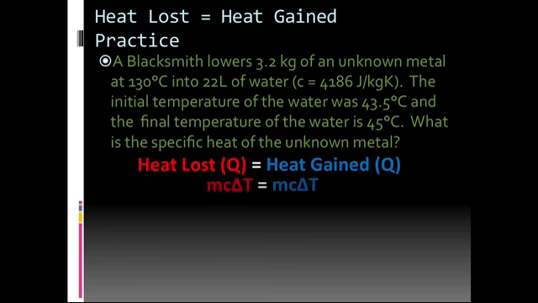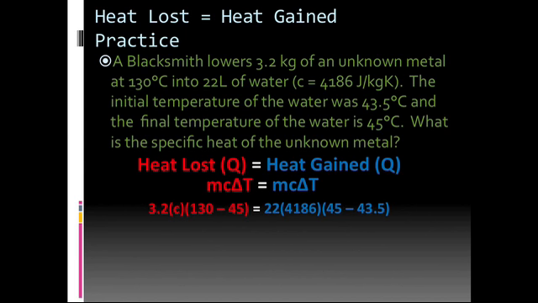So I'm going to put mc delta T on both sides, and the hardest thing about this is just keeping track. So on the left, I'm going to do the metal. So I had 3.2 kilograms of metal. I don't know the specific heat of the metal, so that's going to say c. The metal started at 130 and ended with the final temperature of 45. Okay, so that's the red side. On the blue side, I'm going to do all the water. So I have 22 liters of water, which is also 22 kilograms, so that's my mass. It gives me c, 4,186. It says that I started at 43.5 and ended at 45, so those are my two temperatures.